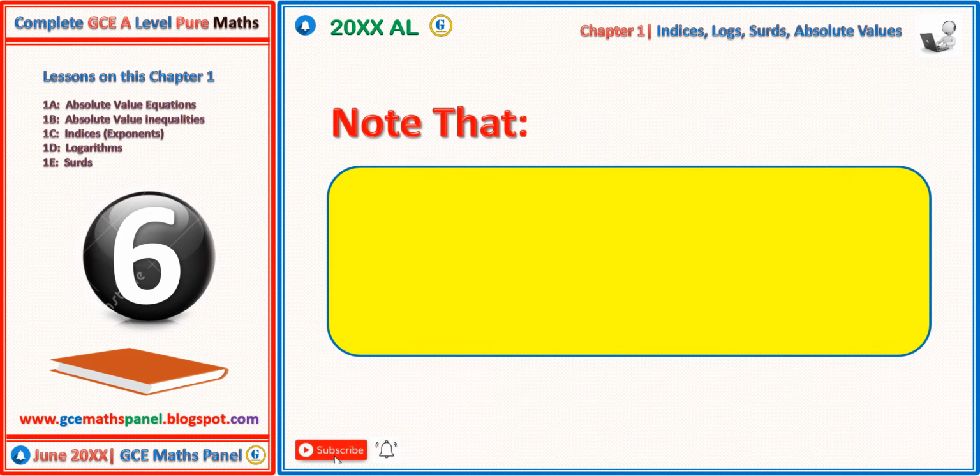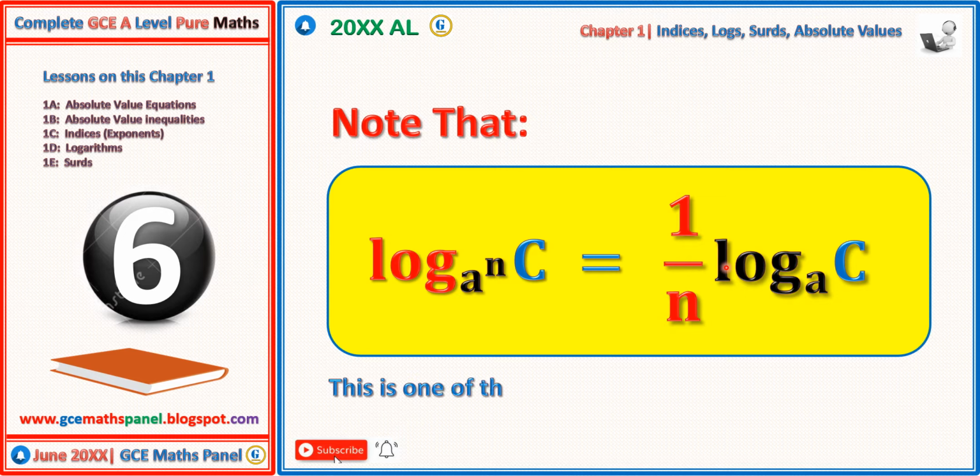Note that if the base is raised to a power, then it can be simplified as follows. As you can see here, the base a is raised to the power n. You can bring this power in front, but it will not follow the same rule as when the power is at this c. So to bring a power in front from a given base, we take 1 over that power. So this will be equal to 1 over n log c base a. This is one of the laws of logarithm at advanced level.